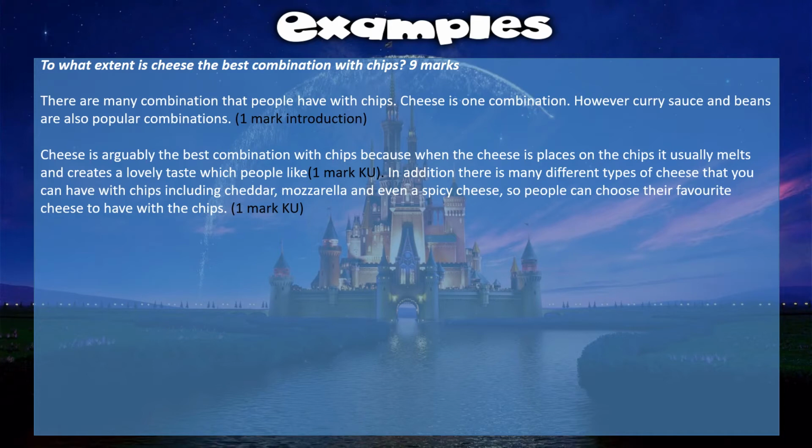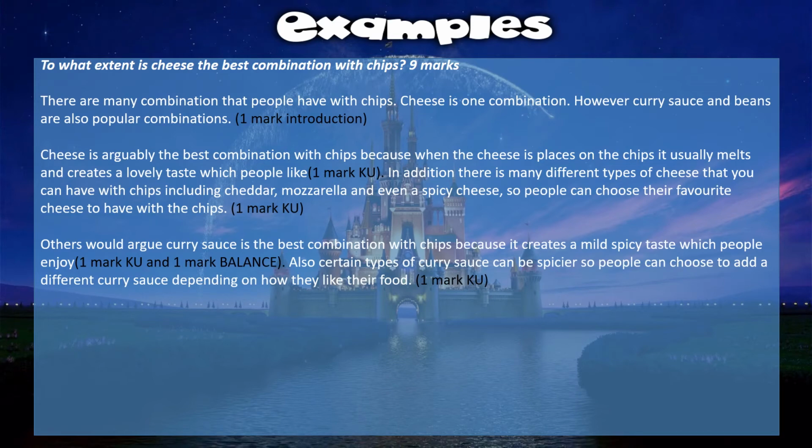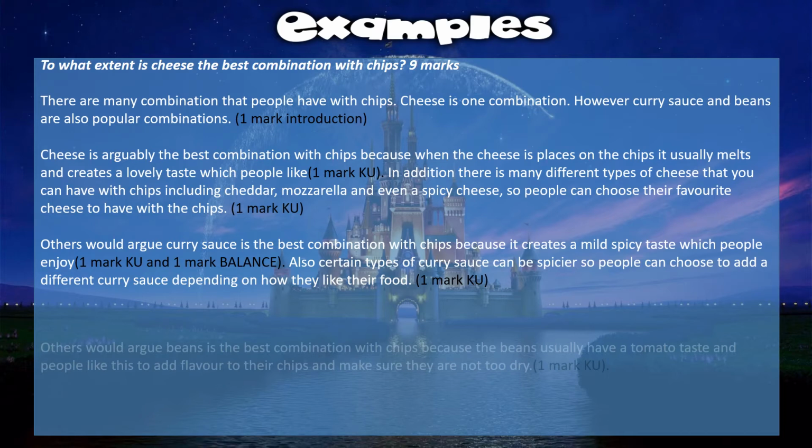Now what we're aiming to do is the A, so our alternative factors. So we start off by saying, others would argue curry sauce is the best combination with chips because it creates a mild spicy taste which people enjoy. So that's 1 mark for KU, and because we've got another valid factor which gains a KU mark, we also get a mark for balance here because we have another factor. Also, certain types of curry sauce can be spicier, so people can choose to add a different curry sauce depending on how they like their food. So there's another mark for KU.